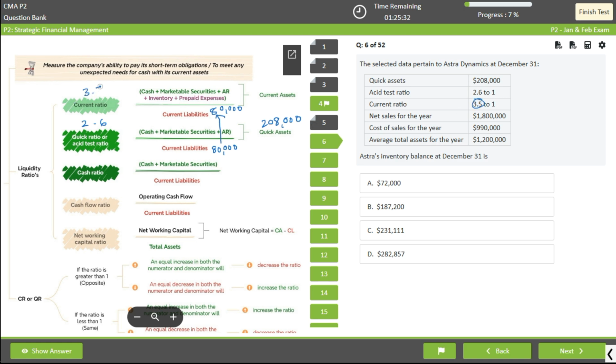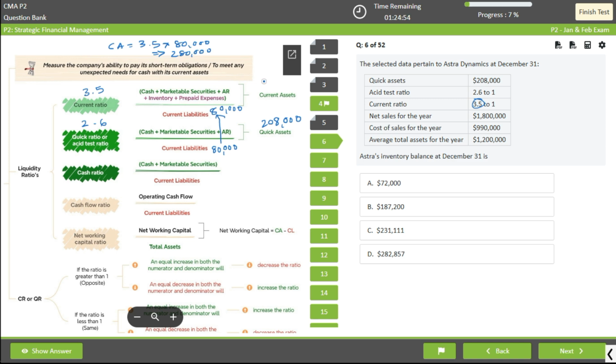So now in order to find the current assets, it's not current assets, it's current ratio. The current ratio is given as 3.5. By solving this equation we are going to get the value of current assets. Current assets is equal to 3.5 into 80,000. So 3.5 into 80,000 is 280,000. So current assets comes to 280,000.